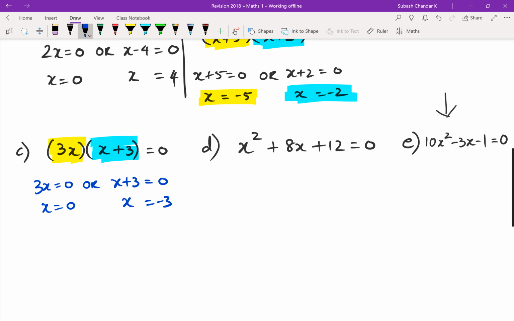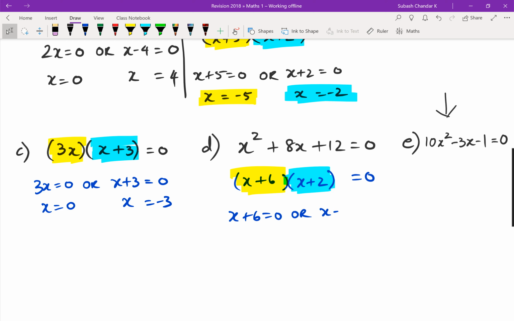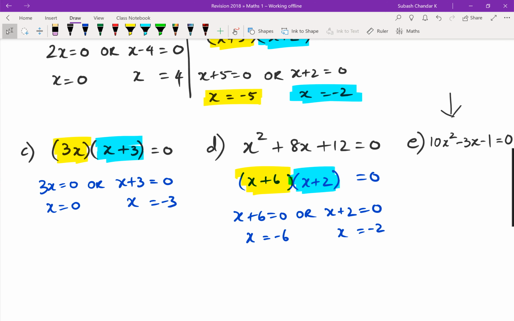Going to D, you've got to factorize. So you're looking for two numbers that multiply to 12 and add up to 8. We know that's going to be 6 and 2 because 6 times 2 is 12 and 6 plus 2 is 8. Once we do that, we've got either the first bracket equals 0 or the second bracket equals 0. So we've got x plus 6 equals 0 or x plus 2 equals 0. The first one gives x equals minus 6. The second one, x equals minus 2. Is that all right?